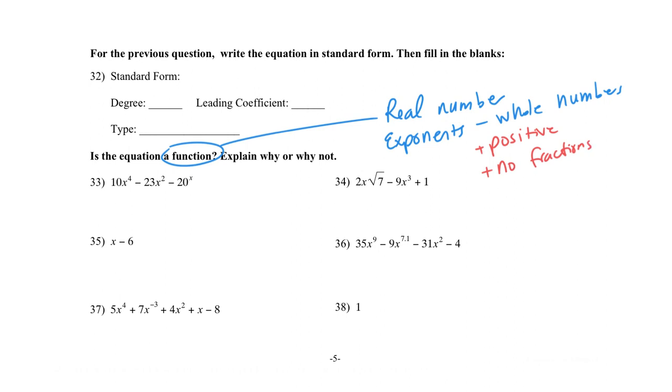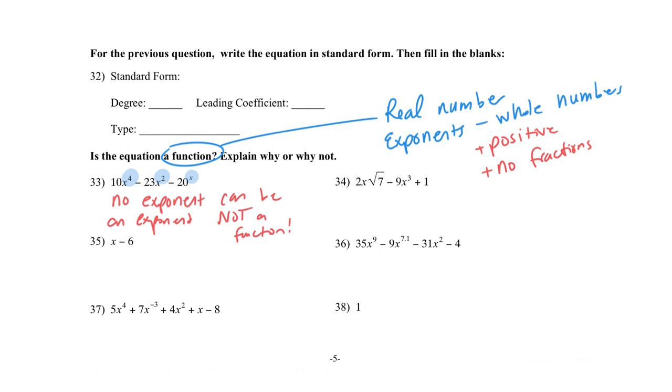So if I look at the first problem, my exponents are 4, 2, and x. That x there is a problem because I am not allowed to have a variable in my exponent. So this one is not a function.